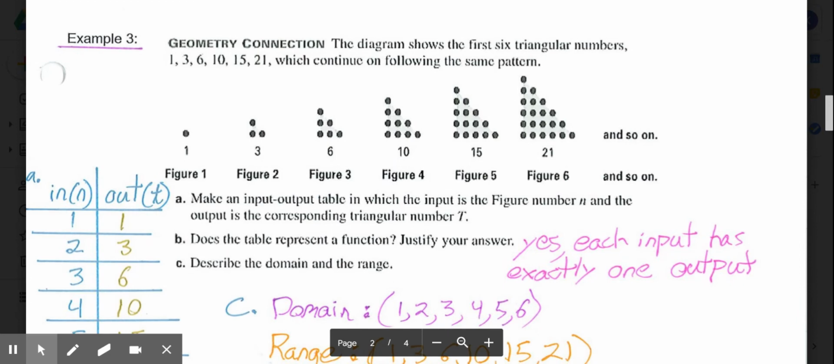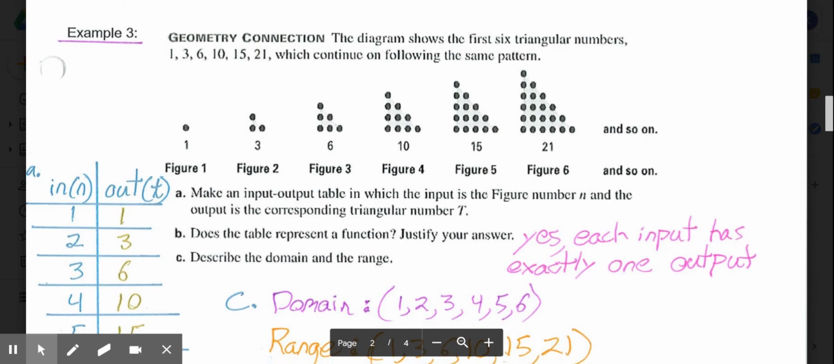So then example 3 is a tie-in to how we can use functions to recognize different patterns or represent them. So in this geometry connection, it says the diagram shows the first 6 triangular numbers. And you'll learn more about triangular numbers when you get to geometry. But all you need to worry about for this problem are our triangular numbers are 1, 3, 6, 10, 15, 21. And they continue along that same pattern.